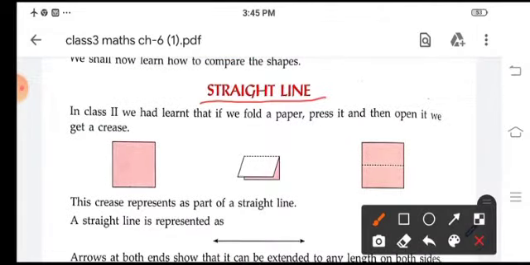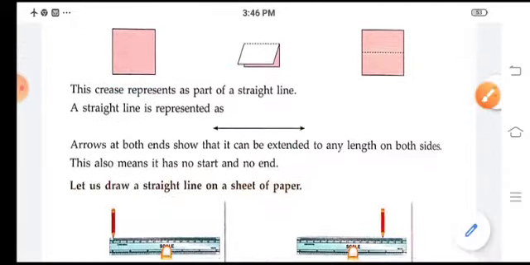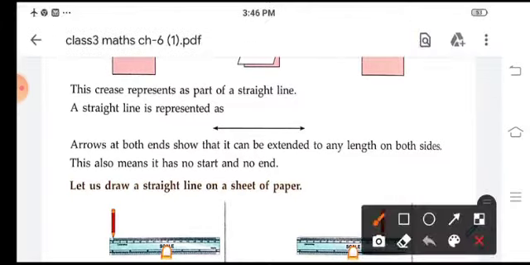So how do we make a straight line? In class 2 you learned that if we fold a paper, then a crease is formed at the center, and when it opens, it looks like a straight line. So this is a straight line, and we can represent a straight line like this with an arrow at both the ends. This arrow at both the ends shows that it can extend to any length, like this. We can extend it like this, here or like this. This also shows that this line has no end or no start.